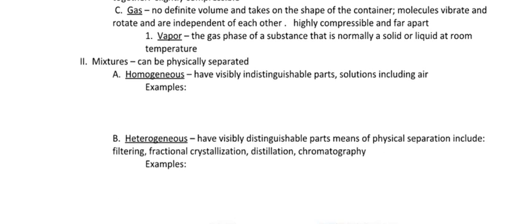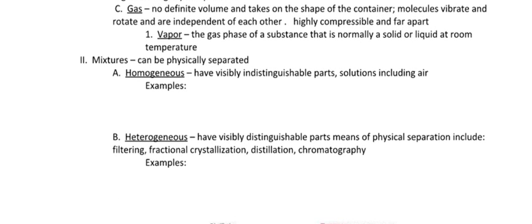Mixtures can be physically separated. You have two or more substances put together. That would be a mixture that you can physically separate. You can take tweezers and pull them apart. That would be a mixture, like cinnamon and sugar, you can physically tweeze them apart if you really wanted to. So we have two ways of describing mixtures. One of them is called homogeneous.